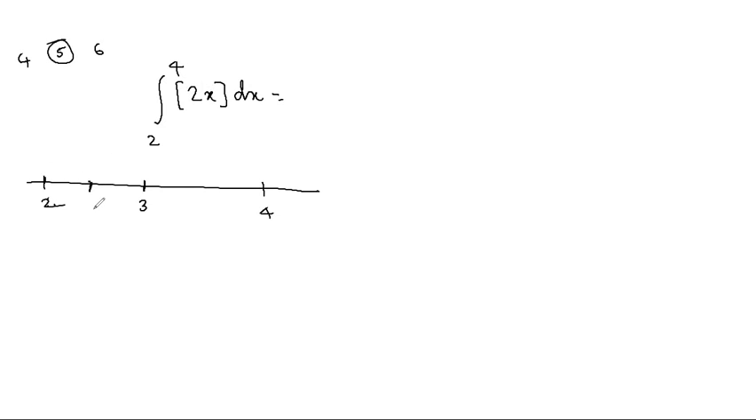When will 5 come? At 2.5. 2.5 means how much? 5 by 2. So when I replace x by 5 by 2, that time also I'll get an integer. Same way, if I replace x by 7 by 2, I'll get an integer. So I will have to split now from 2 to 5 by 2.